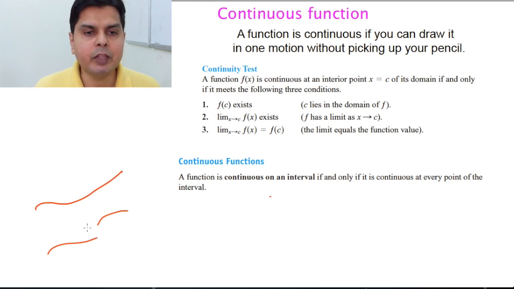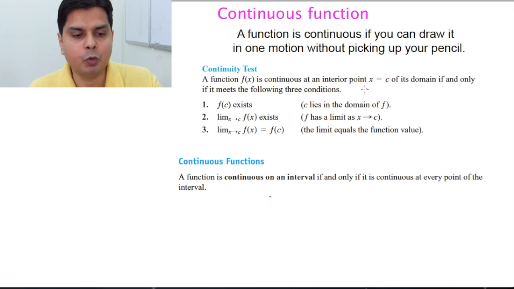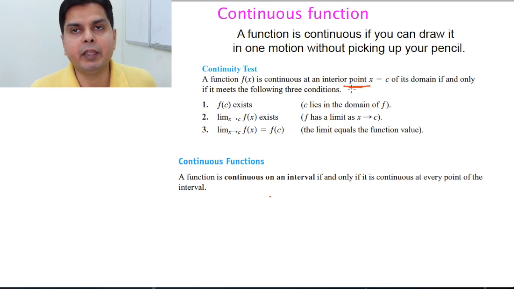Now how do you mathematically define the concept of continuity of a function at a point? A function f(x) is continuous at an interior point of the domain. Now I am considering an interior point of the domain, where the domain of the function is given. I am picking any interior point of the domain and finding out what is the condition so that I can say that this function is continuous at that interior point. Now there are three conditions. If the function meets three conditions, I will say that it is a continuous function.